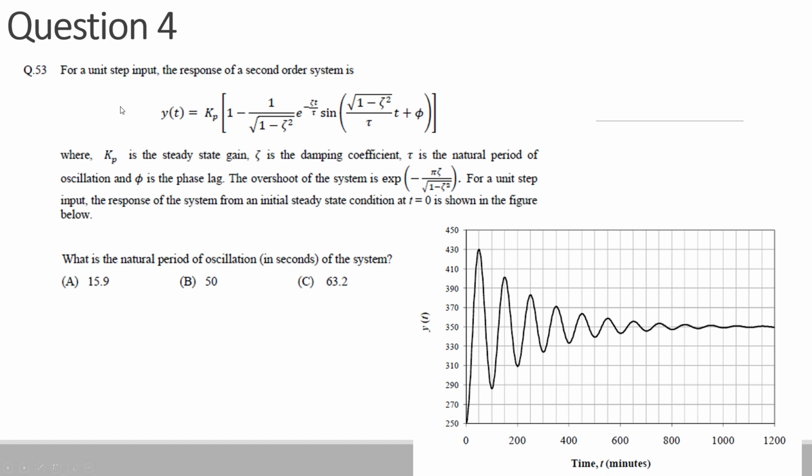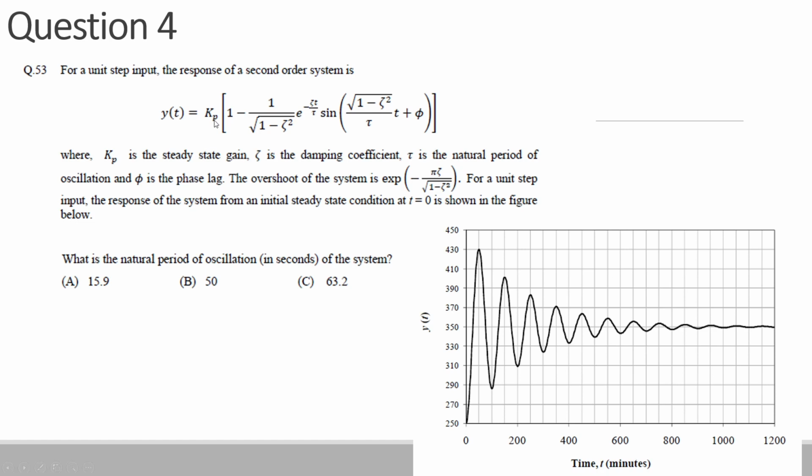So the question is, for a unit step input, the response of a second order system is given by these equations, where Kp is the steady state gain, zeta is the damping coefficient, tau is the natural period of oscillations, phi is the phase lag, and we have been given the formula of the overshoot. Then for the unit step input, the response of the system from the initial steady state condition at t equal to 0 is shown in the figure below.